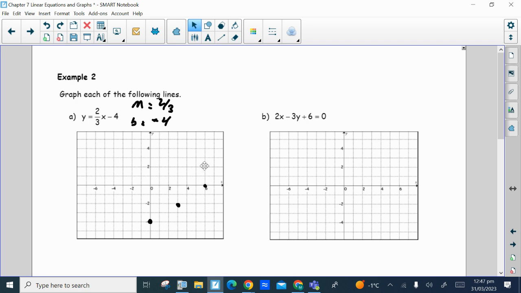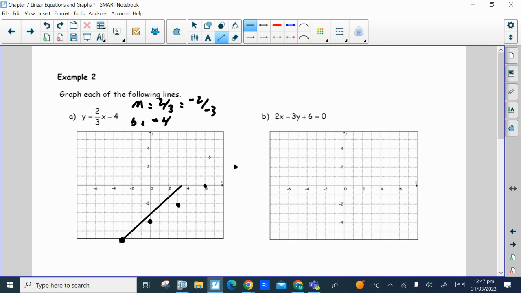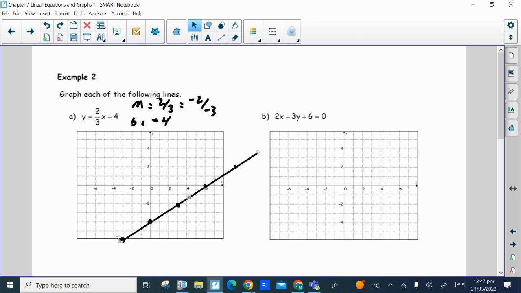I can rise 2 again, but when I run 3, I'm actually going to have to guess where that last point is because that's off the grid. But we could also rise -2 and run -3 because the negative divided by negative is still a positive. If you rise -2, that means going down 2. Running -3 means going to the left 3. It still lines up with the other points that we did. So we can be fairly confident that we've done things correctly because all those points line up.